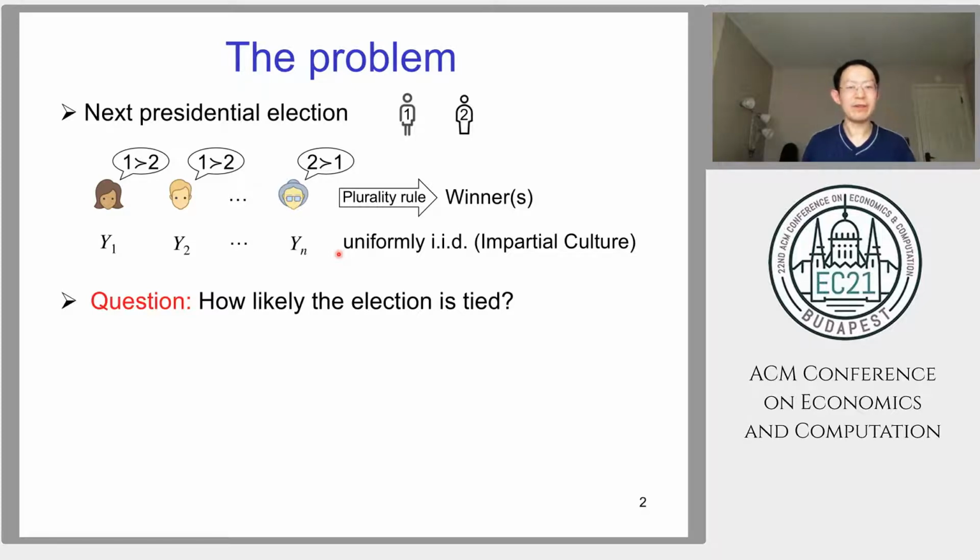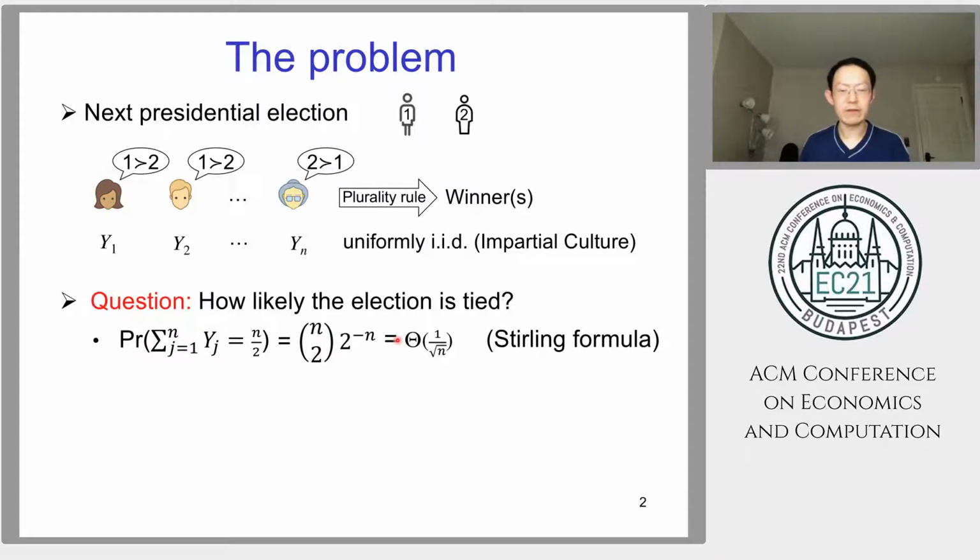Well, this is probably not a very hard problem because the tied election in this case happens only when you have an even number of voters, and it happens with the probability that the sum of these random variables from y1 to yn, which follows a Poisson binomial distribution, equals exactly n/2. And by basic combinatorics, this probability is n choose n/2 multiplied by 2 raised to the minus n, and by Stirling's formula, we know that this is theta of 1 over square root n.